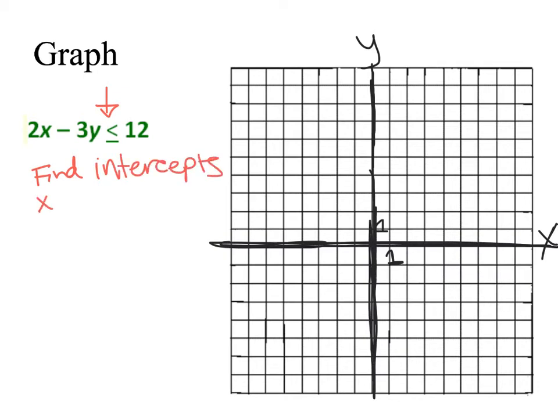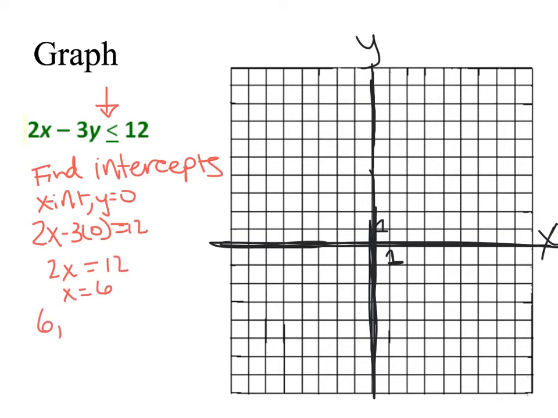So the x-intercept: I know that my y has to be 0, so I'm going to do 2x minus 3 times 0, and just find what it would be for the related equation. So it's going to end up being 2x equals 12, so my x-intercept is going to be 6. 1, 2, 3, 4, 5, 6. That's the point (6, 0). That's my x-intercept.